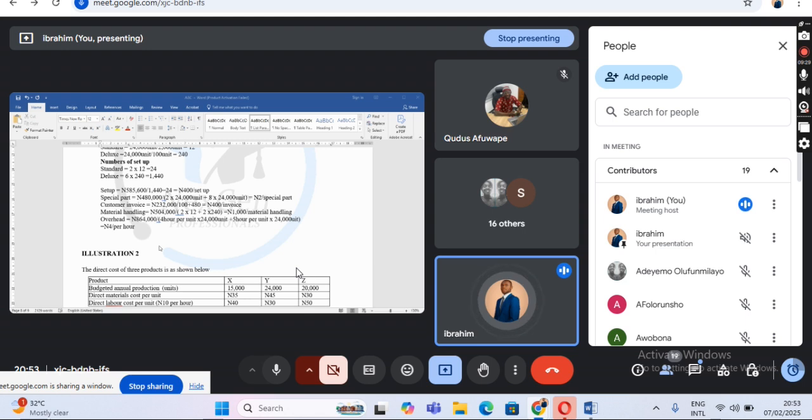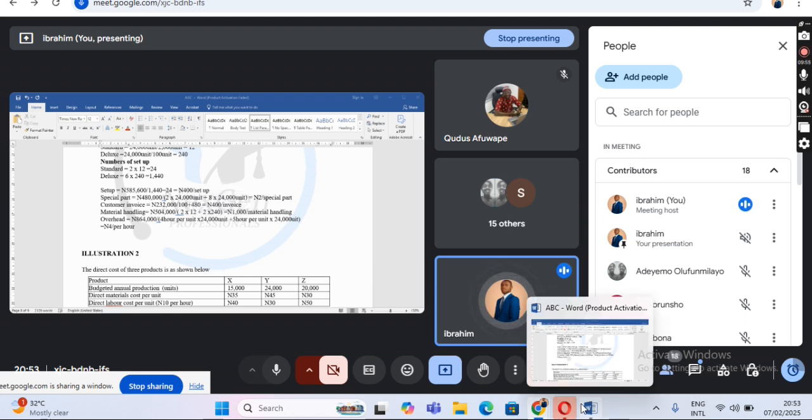Class, when you have 400 naira per setup, how many setups do you have for standard? You multiply it by 400 naira per setup. How many setups did you have for dealers? You multiply 400 naira per setup. And that is how you will get your cost. You will first get the cost before you get the unit cost. Now, let's go there.